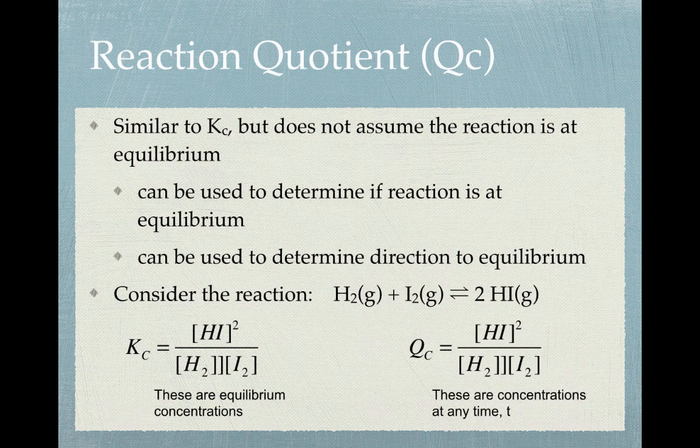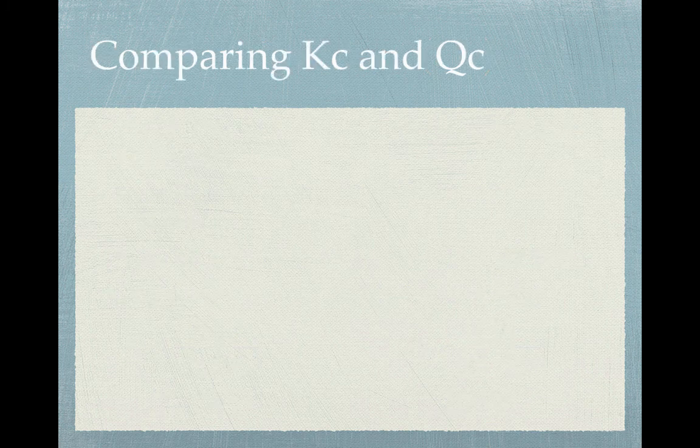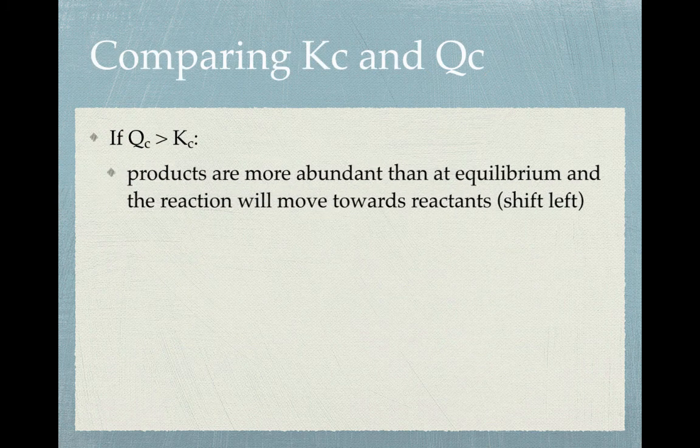We write our Qc expression in the exact same way. The only difference is the concentrations there don't have to be equilibrium concentrations. They can be any concentrations at any time t. And then we're going to compare the value that we get for Qc with the value we get for Kc. So let's take a look and see how we do that.